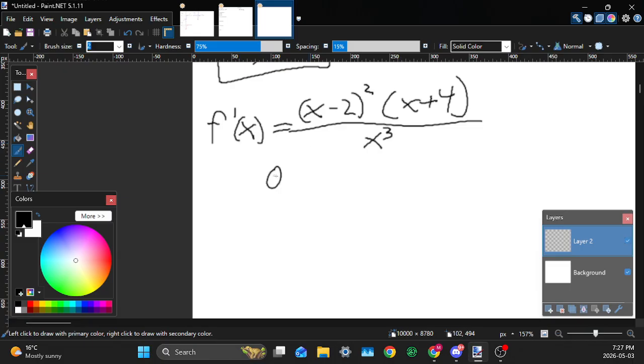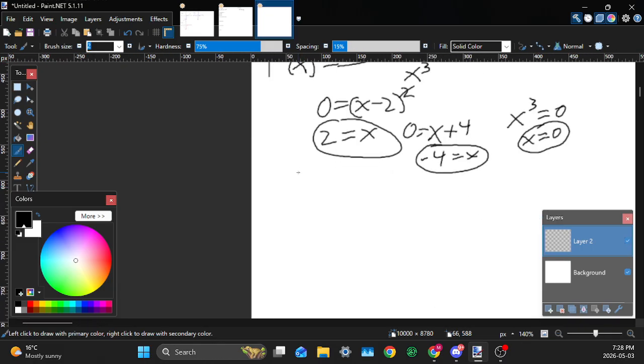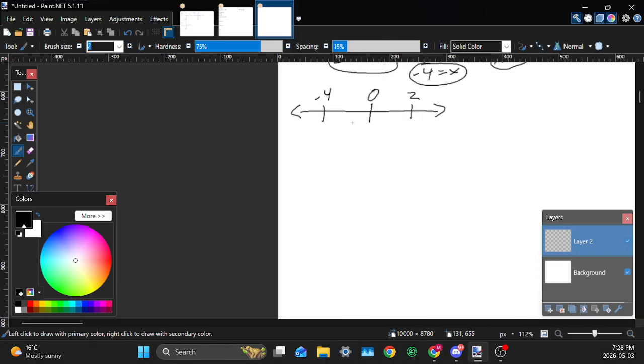Anyways, if we do 0 equals (x minus 2) squared, cancel that out, 2 equals x, that's one of our critical values. x plus 4 equals 0, negative 4 equals x, that is also one of our critical values. And x to the 3, our asymptote, x equals 0, is going to be another critical value. So when we put that on a number line, negative 4, 0, and 2, we just need to do some testing now.